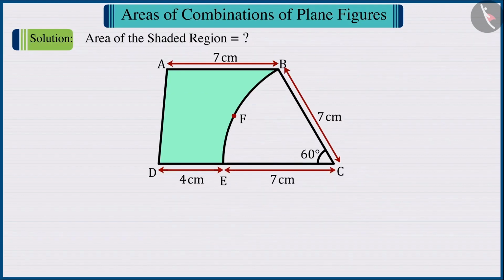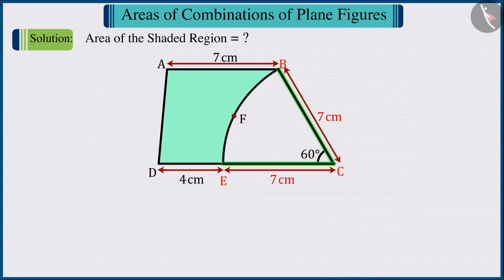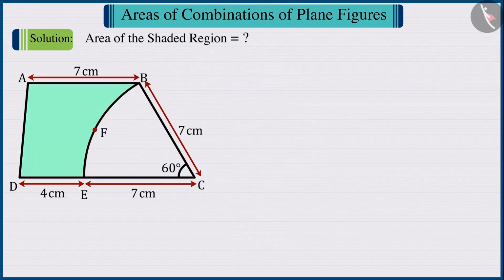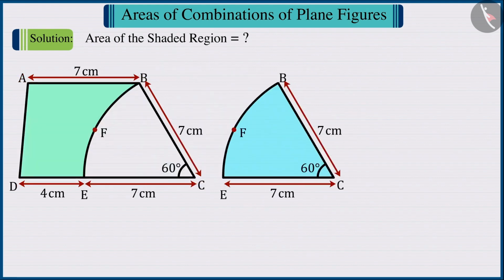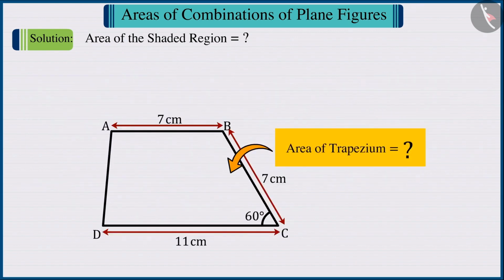From the figure here, we can see that CE will be equal to CB because it represents the radii of the circle, the measure of which is 7 centimeters. Therefore, we can say that side CD will be equal to the sum of the measures of the sides CE and ED. Looking at the figure, we can say that the shaded region is obtained by subtracting the area of sector CBFE from the area of trapezium ABCD. Can you find the area of trapezium?